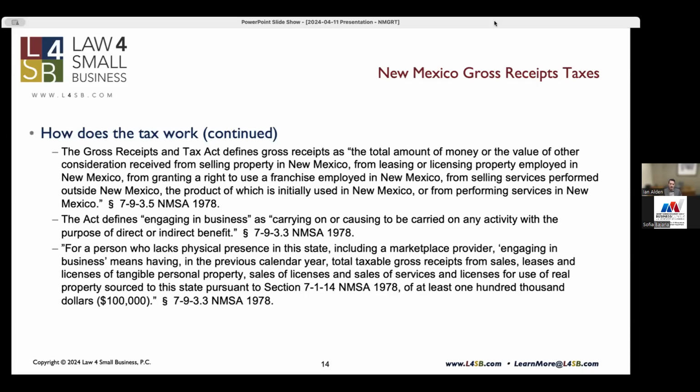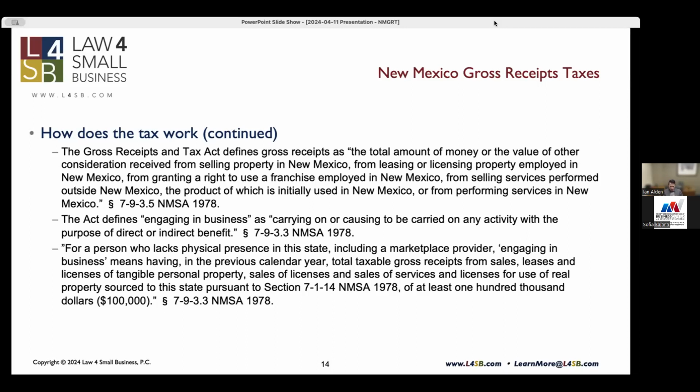But you also have to be engaging in business here to qualify for gross receipts tax. If you're not engaging in business, New Mexico can't tax the transaction. There's a thing called tax nexus, which we'll cover as well. But basically, you have to be engaging in business and you have to have gross receipts for gross receipts tax to apply.